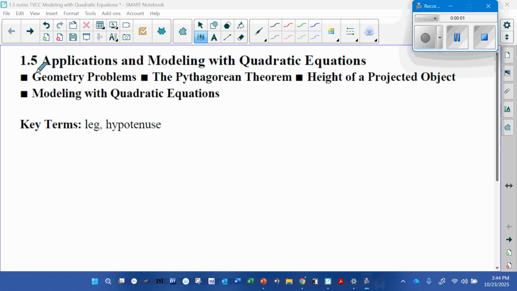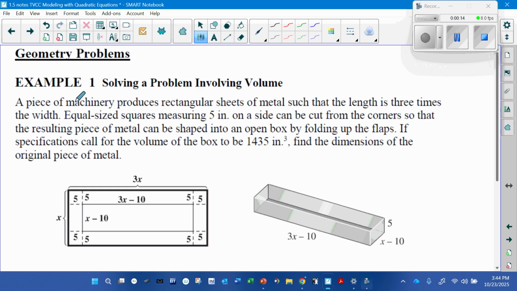We're starting section 1.5, which is still quadratic equations, but we're going to apply them to geometry problems so that you can see how they work in application. So we're going to start off with a piece of machinery that produces rectangular sheets of metal such that the length is 3 times the width.